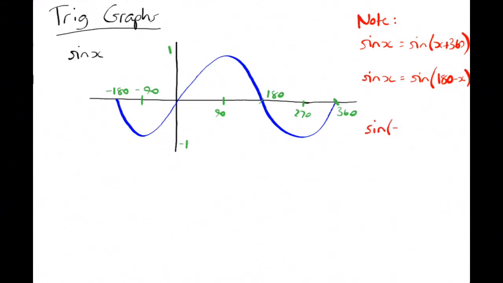And sine of minus x equals minus sine of x. That's the odd feature of the graph. It's the fact that if you look at everything, it's got that kind of weird negative symmetry about it.